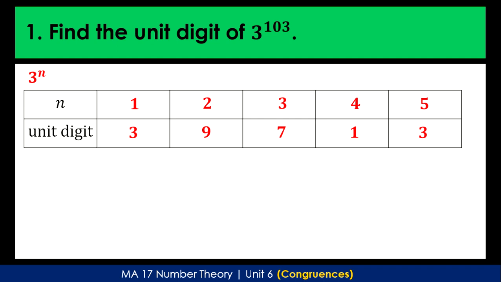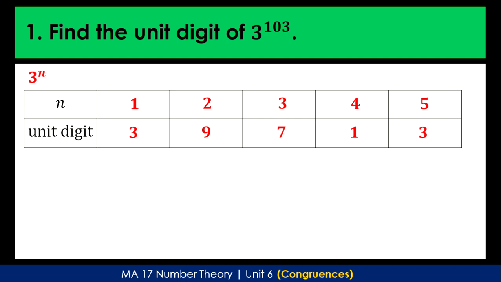So as you can see, there's a pattern that we can observe here. We have 3, and then the next one is 9, then 7, and then 1. And then we're going back to 3, and it's going to repeat. If we utilize that, let's try to have that using the cyclic method.